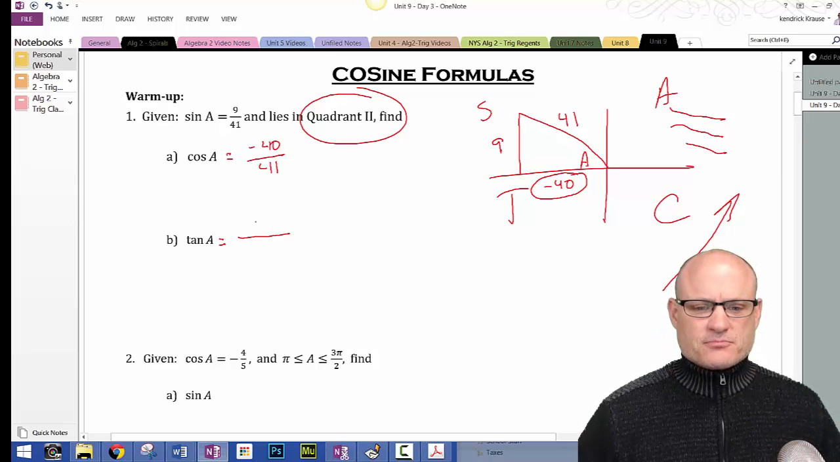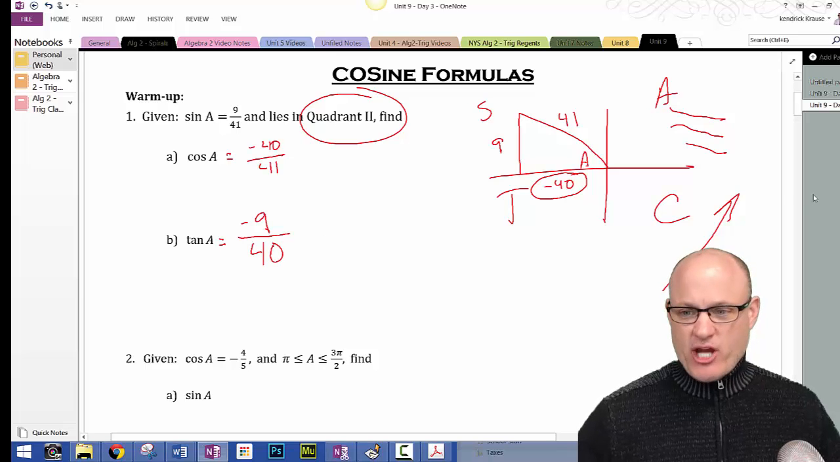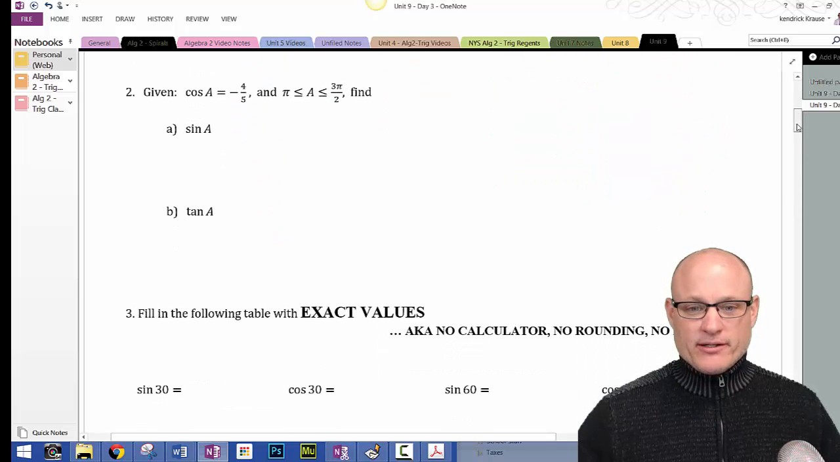Here we go. Tangent. Tangent's opposite over adjacent. That would be 9 over negative 40, but since we don't leave negatives in the denominator, we'll do that. Ka-jam! One problem done. All right.